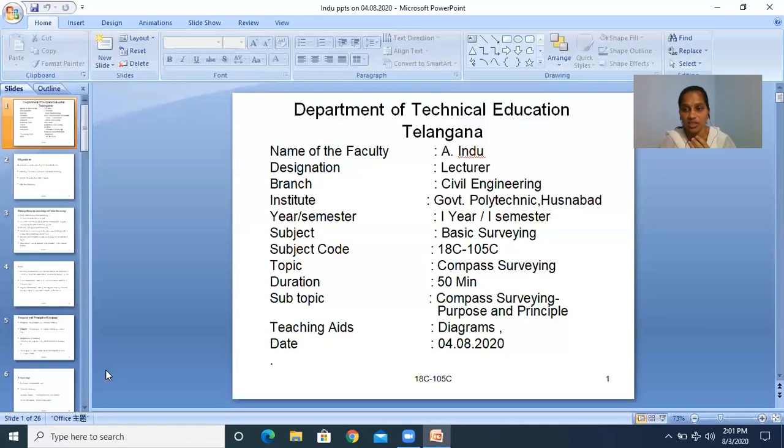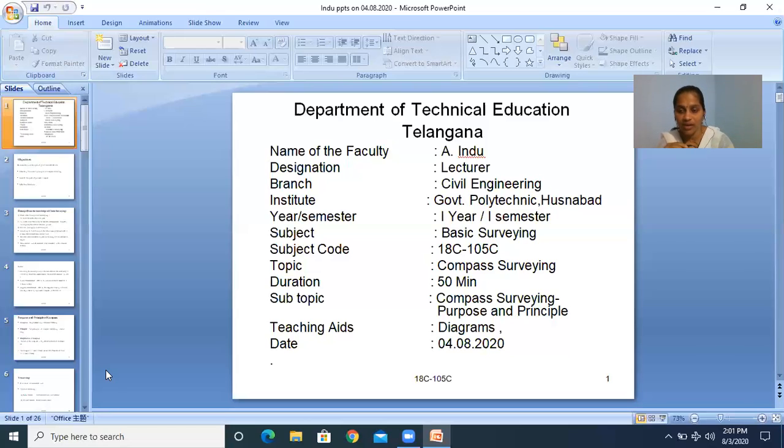Among these rules, I concentrated more on the trapezoidal rule and Simpson's rule, as these are very important and we can get accurate area using these two rules. That we have discussed in chain surveying.